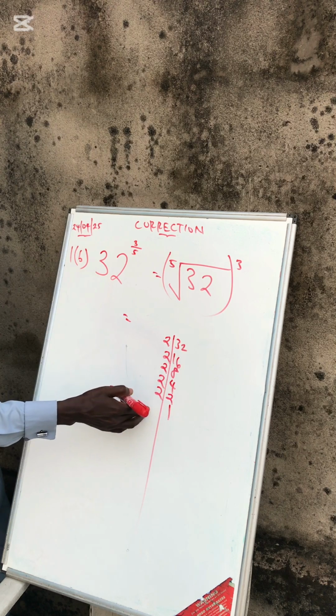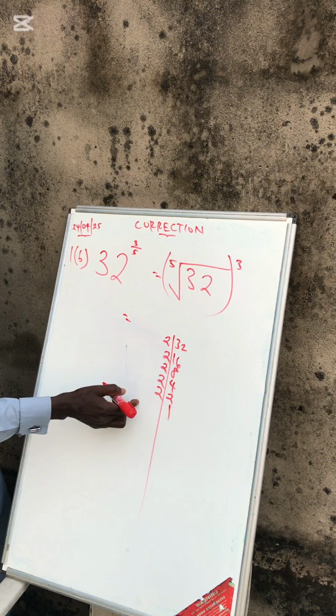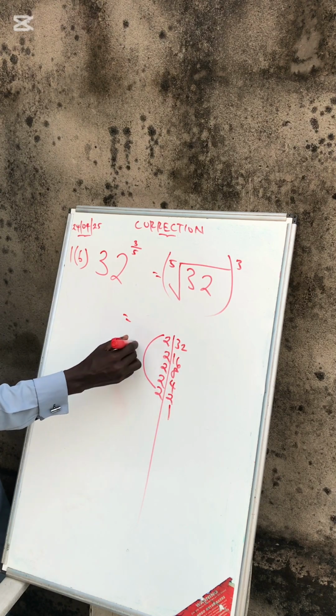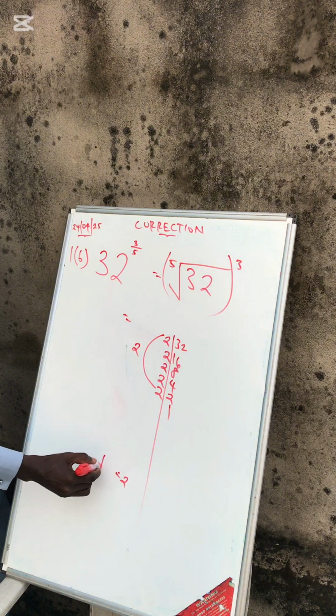If 2 will not go anymore, you go to the next prime number. What's the next prime number after 2? 3. After 3? 5. After 5? 7. So fifth, so you count 5. 1, 2, 3, 4, 5. You pick one. So that's the answer. What's the fifth root of 32? 2. Exactly. Fifth root of 32 is equal to 2.